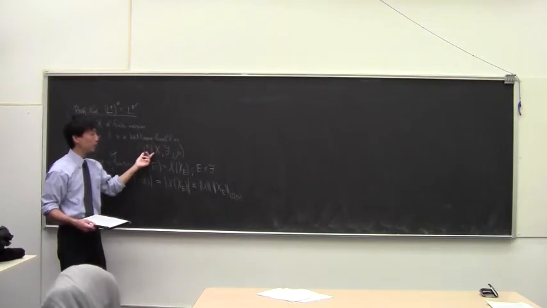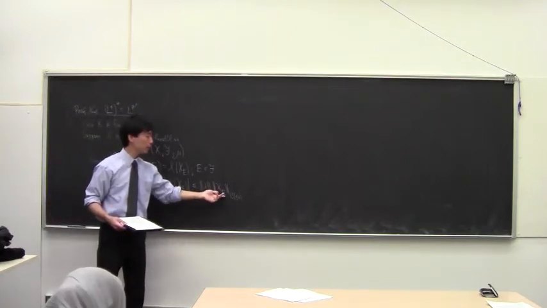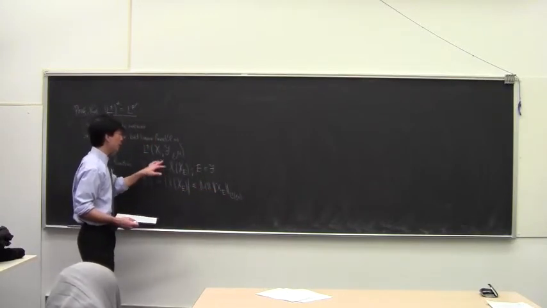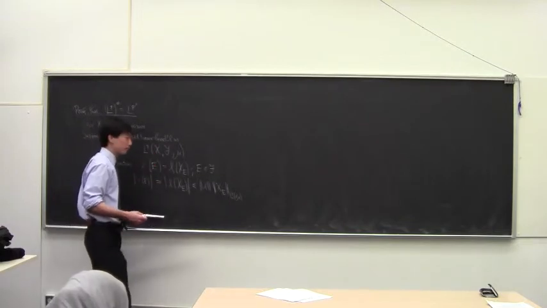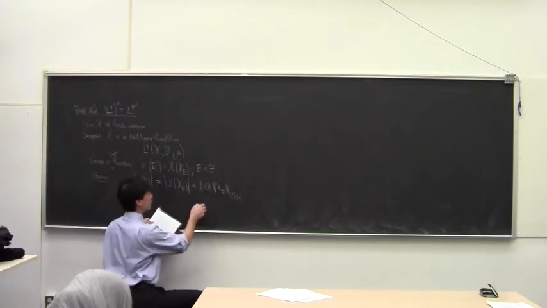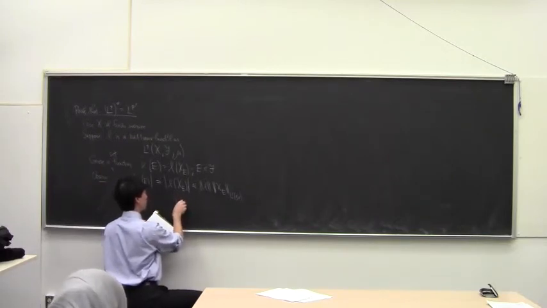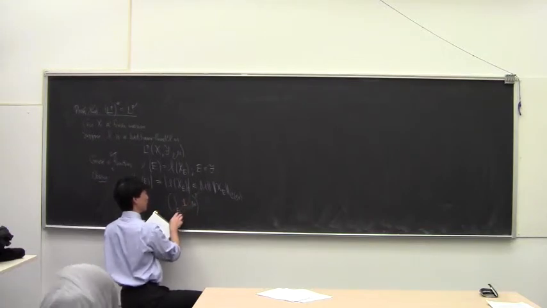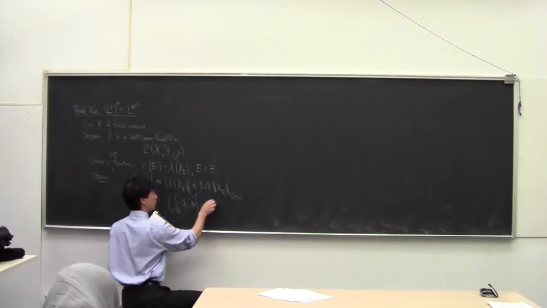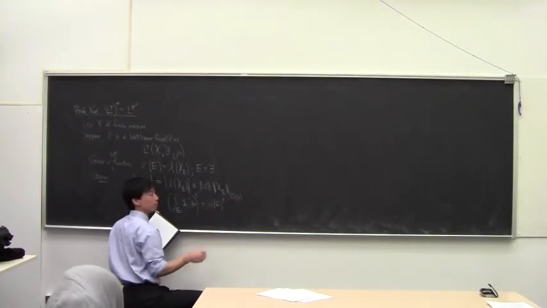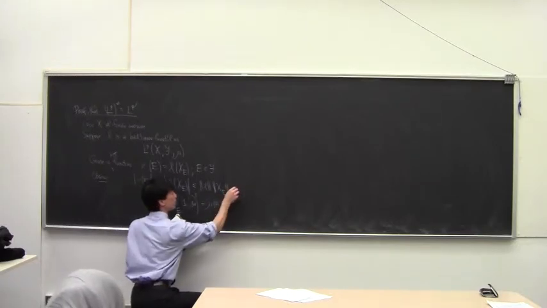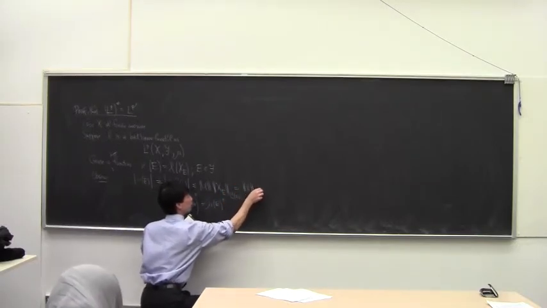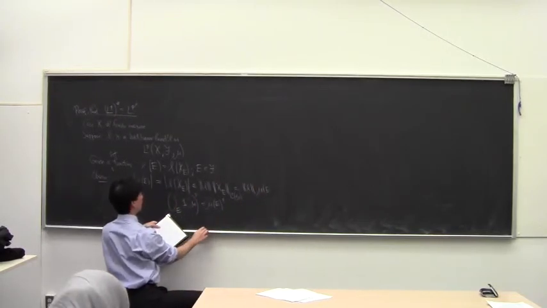L is a linear functional on L^p, right? Each of these chi_E's is in L^p because the space is finite. And then you think about, well, what is the L^p norm of chi_E? If you take the L^p norm of chi_E, what do you get? You're integrating the function 1 on E, so you get the mu measure of E to the p-th power, to the 1 over p. So you get mu(E) to the 1/p.